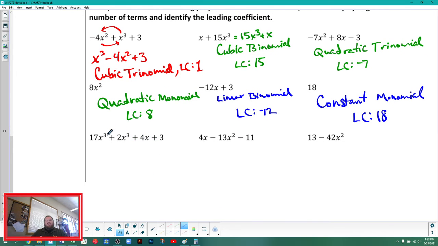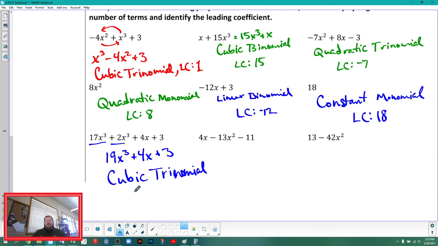The next one, I got a little combining like terms I should do here first, because those are both x cubes. So this would not be in standard form because I have things that will combine. It's 19x cubed plus 4x plus 3. And so that is a cubic because the highest power is 3. Trinomial because there's 3 terms. So cubic trinomial with a leading coefficient of 19.